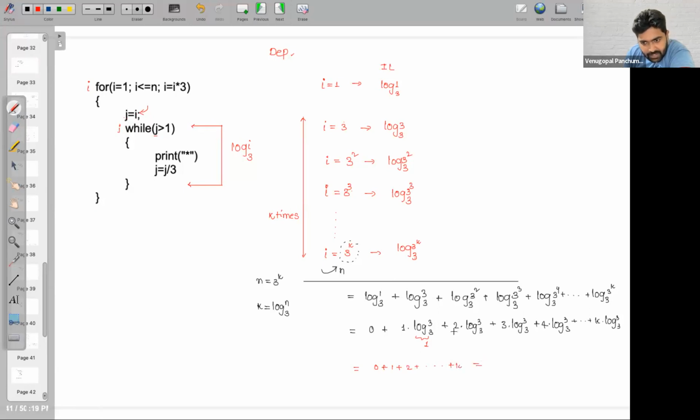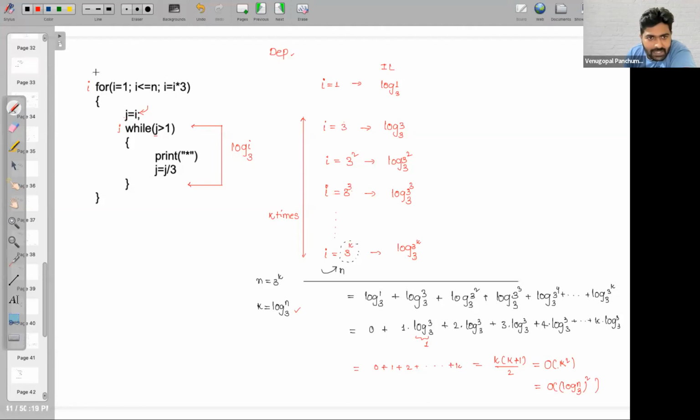This is nothing but k into k plus 1 by 2, right? Which is order of k square. But what is the actual value of k? From this, we already got log n base 3. So this answer is order of log n base 3 whole square.